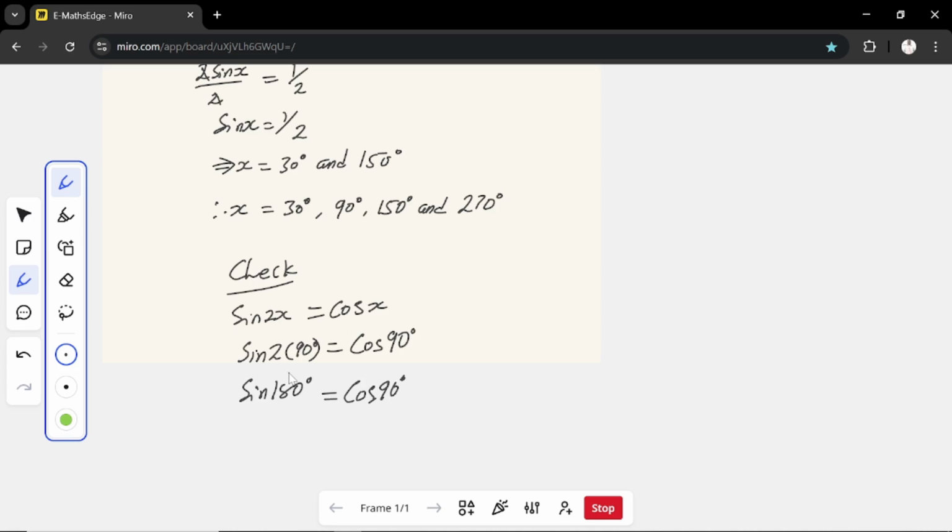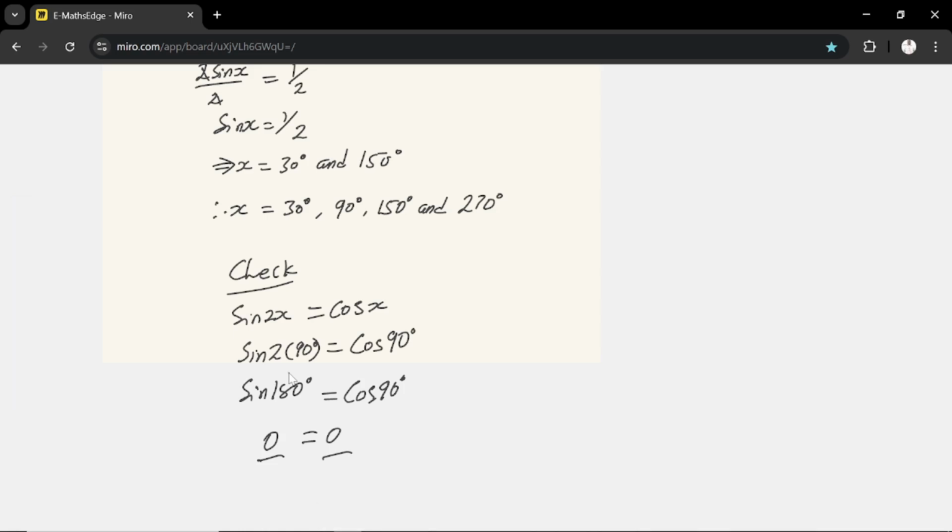So let's further solve this by punching our calculator. Let's check sine 180, I have 0. Cos 90, let's check for cos 90. Cos 90, I also have 0. So the left hand side is equal to the right hand side. The left hand side must be equal to the right hand side.